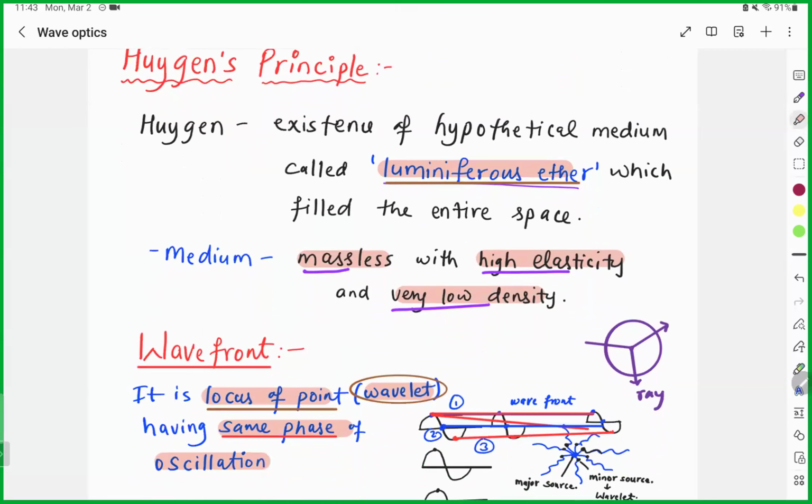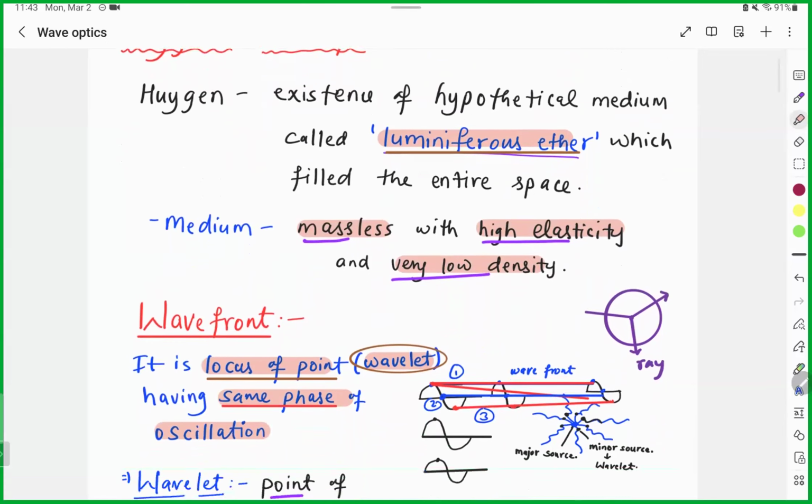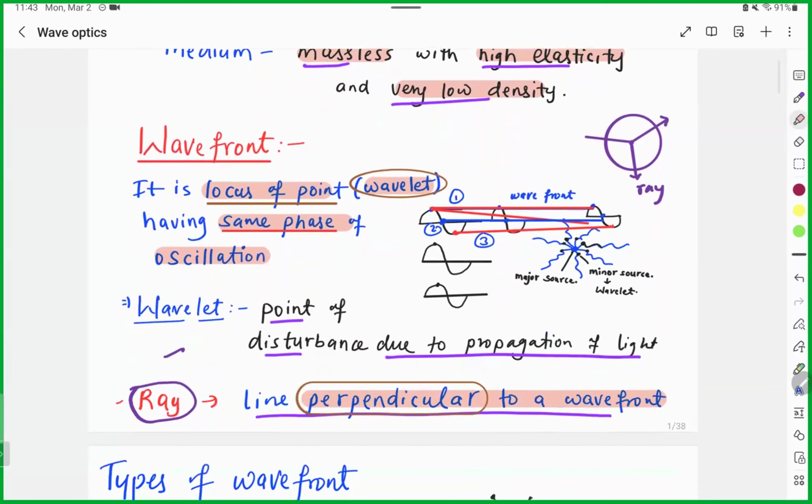But to be honest, these things will not be asked to you, like what is the theoretical concept about Huygens. In exam, they directly ask what is the wavefront: a set of points where all the particles have the same phase or same angle.